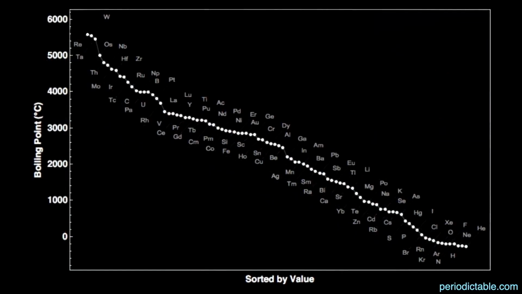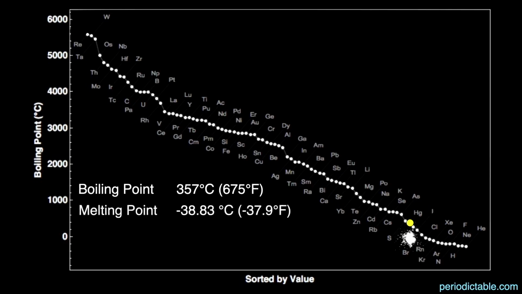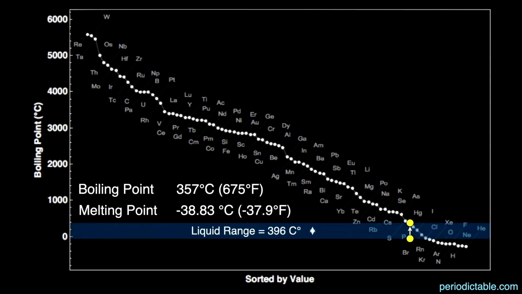Mercury boils at a very low 357 degrees Celsius, or 675 degrees Fahrenheit, giving it the 79th highest boiling point, or the 15th lowest boiling point, of all the elements. That's less than 400 degrees Celsius above its melting point, giving it the 80th largest liquid temperature range of all the elements, or looking at it the other way, it has the 19th smallest liquid range of the elements that we know about anyway. Not all of the elements are shown on this chart.